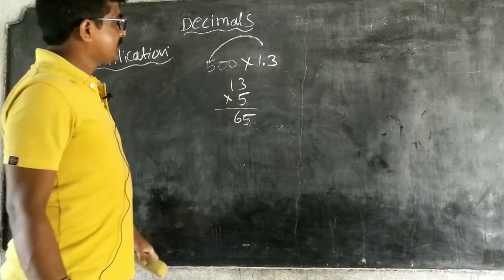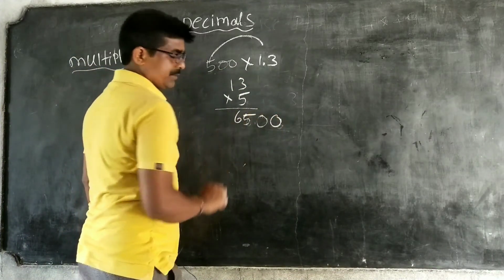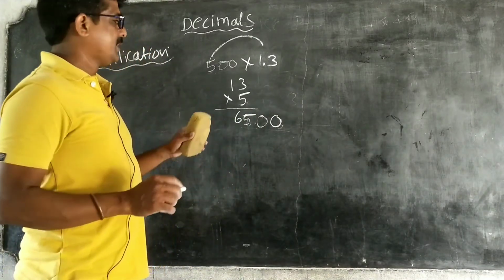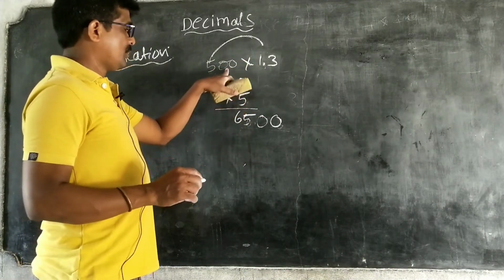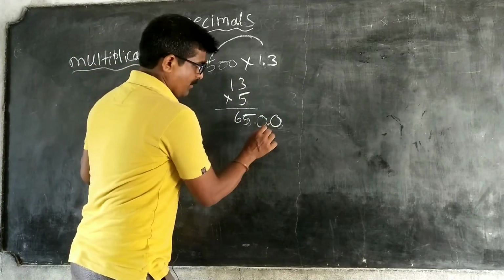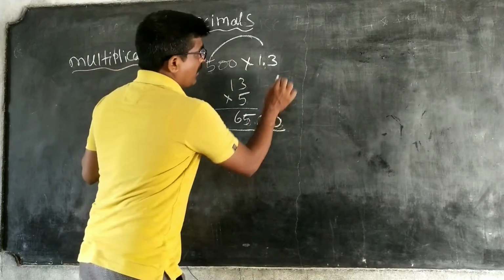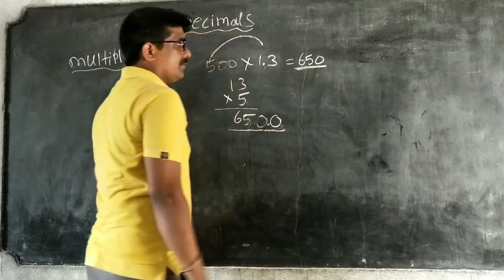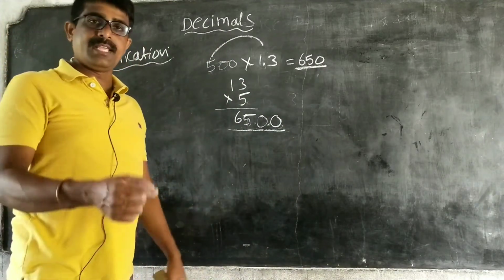13 fives are 65. After that, how many zeros do we have? 2 zeros. Write 2 zeros. Same doing here. Whenever I have to do multiplication, 13 fives are 65, and I write 2 zeros. Next, the point: only one decimal place, so 0 here. The answer is 650. Simple thing. Okay? Next, we are going for division.